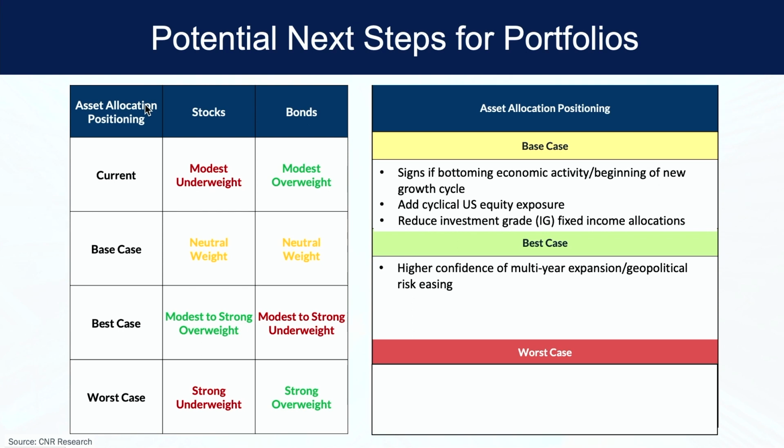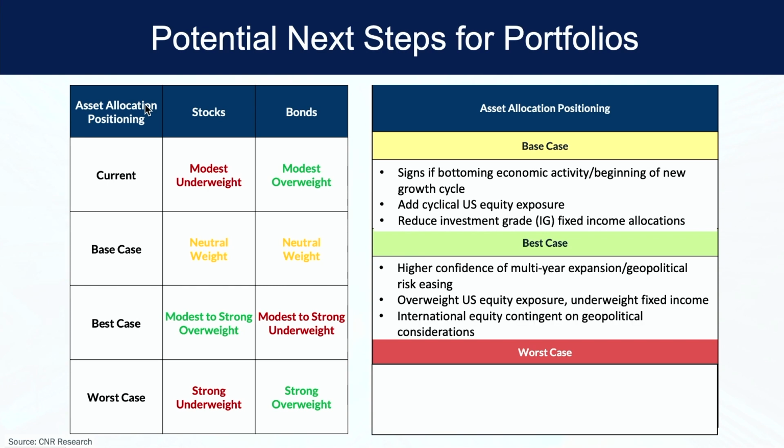If you look at the best case, now let's look at it from a higher confidence of a multi-year expansion and the geopolitical risk is easing. In other words, if the war ended, how do you decide to invest from a global standpoint? Well, when you're looking at this in a best case, the US tends to be a very strong market and tends to pull out sooner. So we'd be overweighting US equity exposure and underweight fixed income at that point. And from an international equity standpoint, again, if everything is settled down, I think it's a good time to get into international equity under those circumstances. But if tensions go higher, then we might want to be very selective as to where we go from an international equity standpoint.